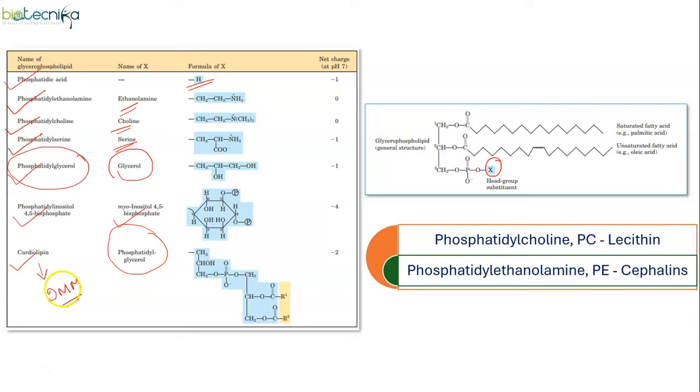Next. So, phosphatidyl choline and phosphatidyl serine are otherwise known as lecithin and cephalin. Okay. So, with choline and serine as the X group, we are getting phosphatidyl choline and phosphatidyl serine. These are otherwise known as lecithin or cephalin.